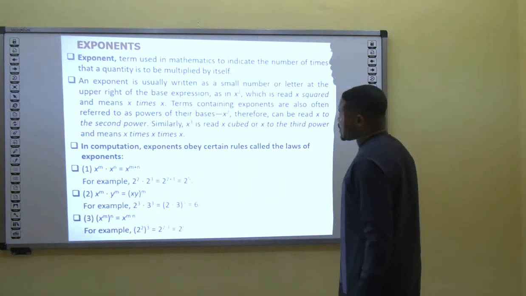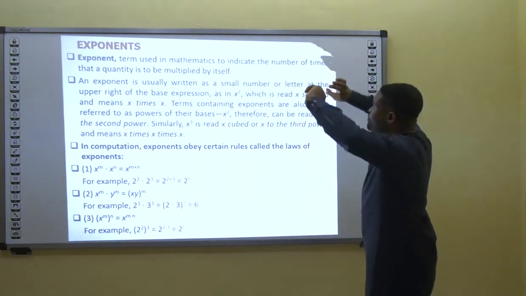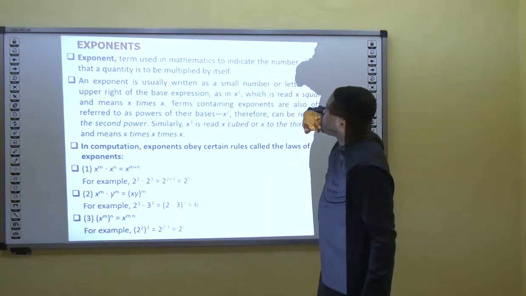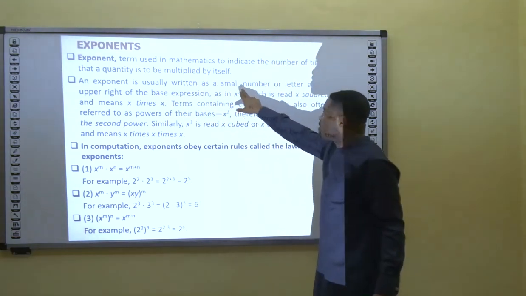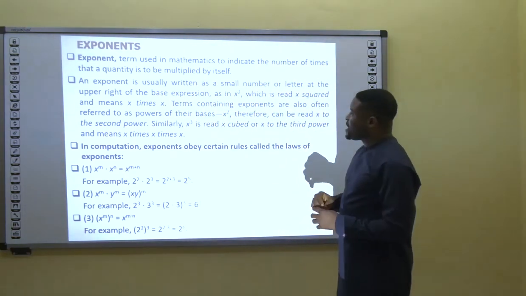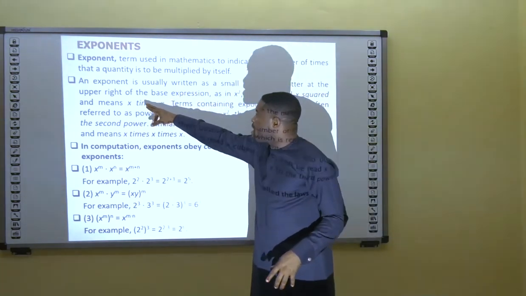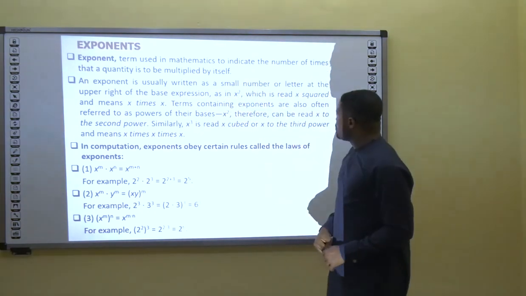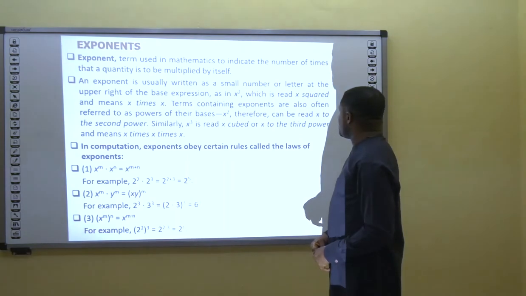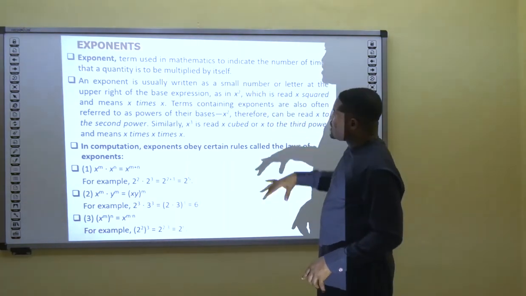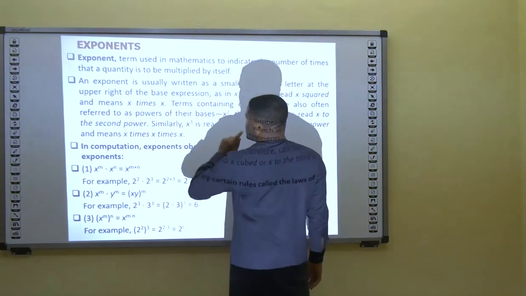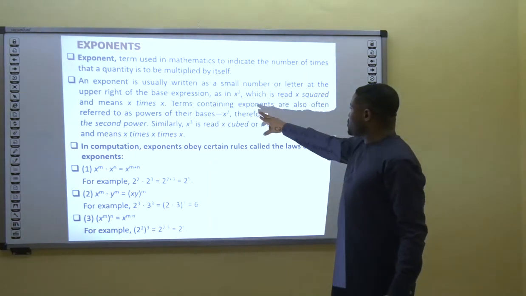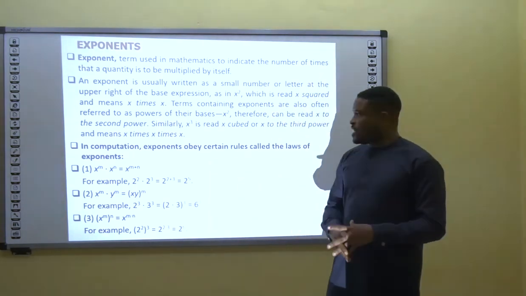So again, let's look at exponents. Exponents basically are terms that are raised to any power. An exponent is usually written as a small number or letter at the upper right of the base expression. For instance, you have x raised to the power 2. This is an exponent equation, which is read as x squared, and it also means x times x. Terms containing exponents are also referred to as powers of their bases.